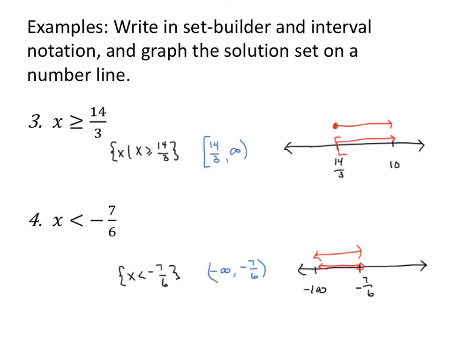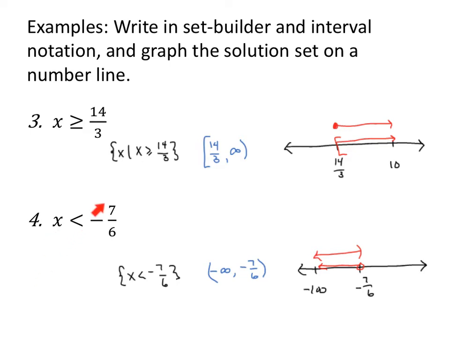If x is greater than or equal to 14/3, that's the set of all x such that x is greater than or equal to 14/3. Close your set. Greater than means we're going to go to the right, so our diagram, our number line, goes to the right. Our interval notation: square bracket, 14/3, comma, infinity, always round parentheses on infinities.